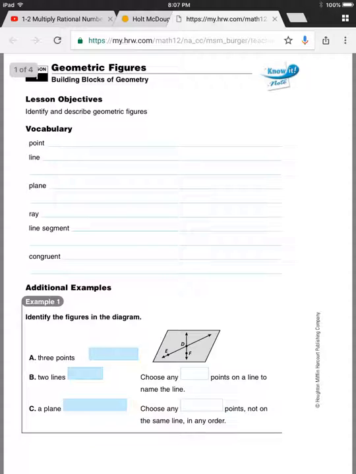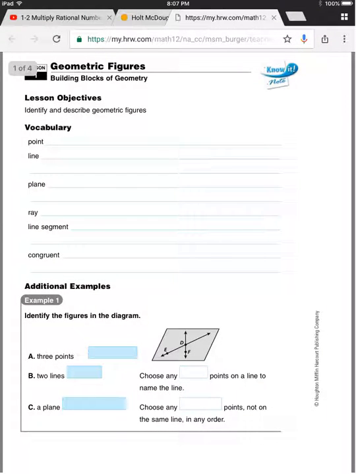Anyways, a point is an exact location in space. A point is just written with a picture. It's just a point with a letter beside it. And if we were to name that point, we would just do A.